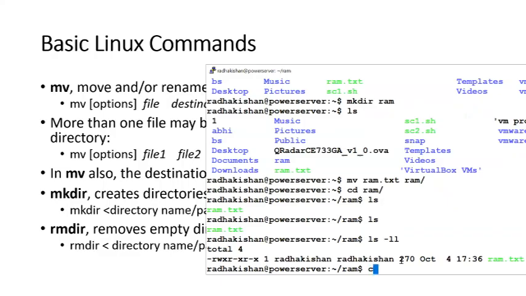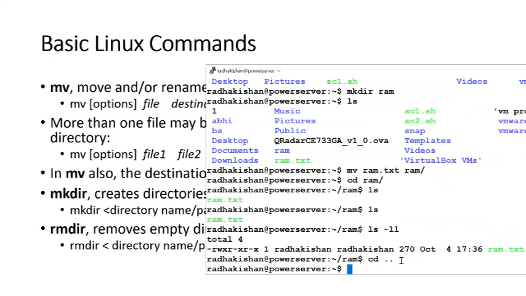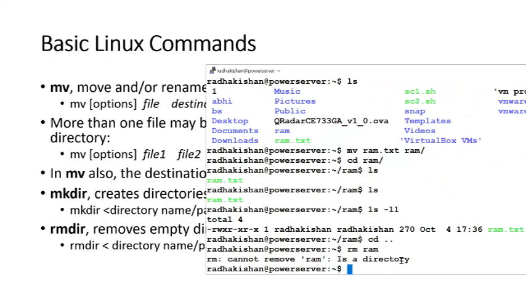Okay, again we are out of the directory, and we want to remove this directory, so the rm command and the directory name. It says it cannot remove because the directory has files. So if you want to remove it forcefully, then use -f and -r.